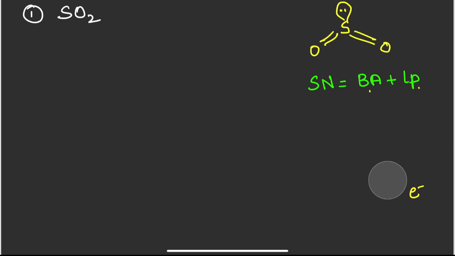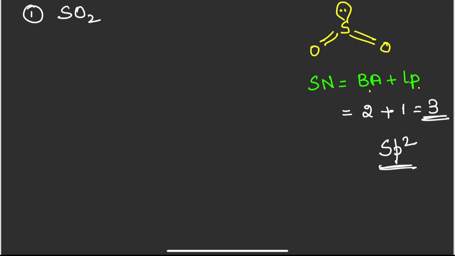So let us calculate the steric number. This is equal to the number of bonded atoms. How many are there? 1 and 2. There are 2 bonded atoms. So you will write 2 plus how many lone pairs of electrons are present? You can see here 1 lone pair is present. 2 plus 1 is equal to 3. If you get the steric number as 3, then the hybridization will be sp2. So totally 3 orbitals are present. So the hybridization is sp2.